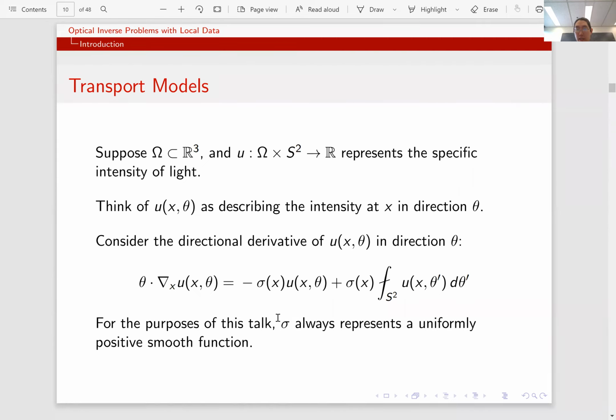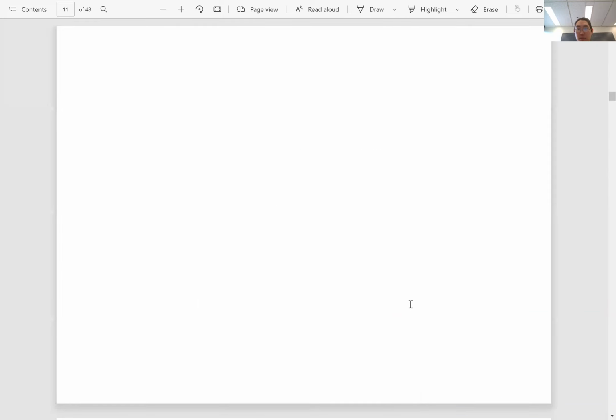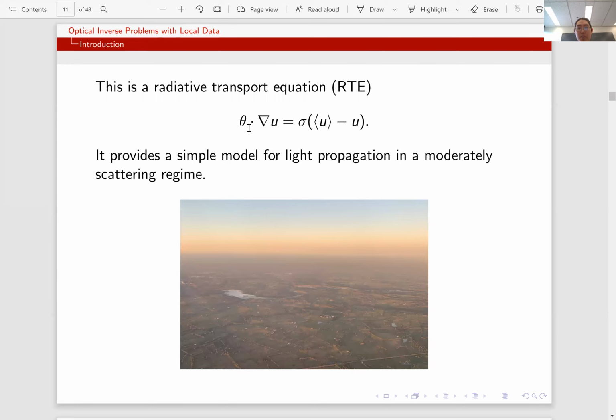So for the purposes of easy writing, I'm going to, for the most part, drop the arguments in here. And I'm going to represent this average integral by a pair of angular brackets. So if I do that, the radiative transport equation looks like this. You have theta dot grad u, that's the directional derivative in direction theta, is given by sigma times the average minus sigma times u. So that's my simple model for light propagation.